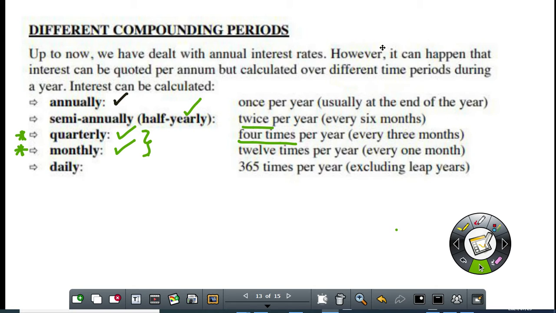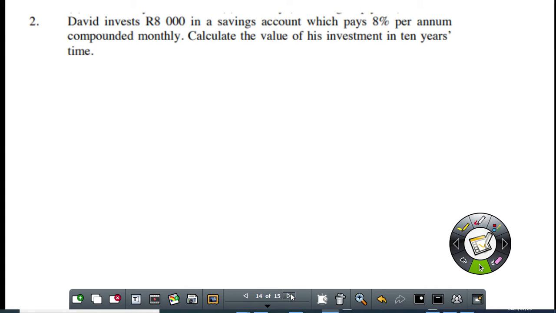Right, so just to remind you, we have these compounding periods: annually, once a year; semi-annually, 2 times a year; quarterly, meaning the interest is calculated 4 times a year; monthly, 12 times per year; and daily, 365 times per year. All right? Now, we've got a question here.